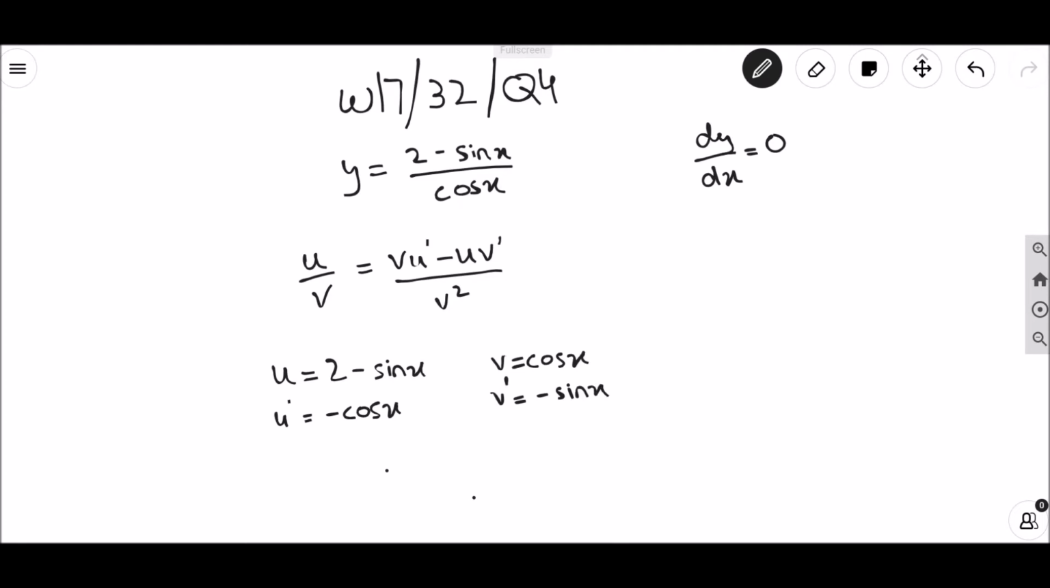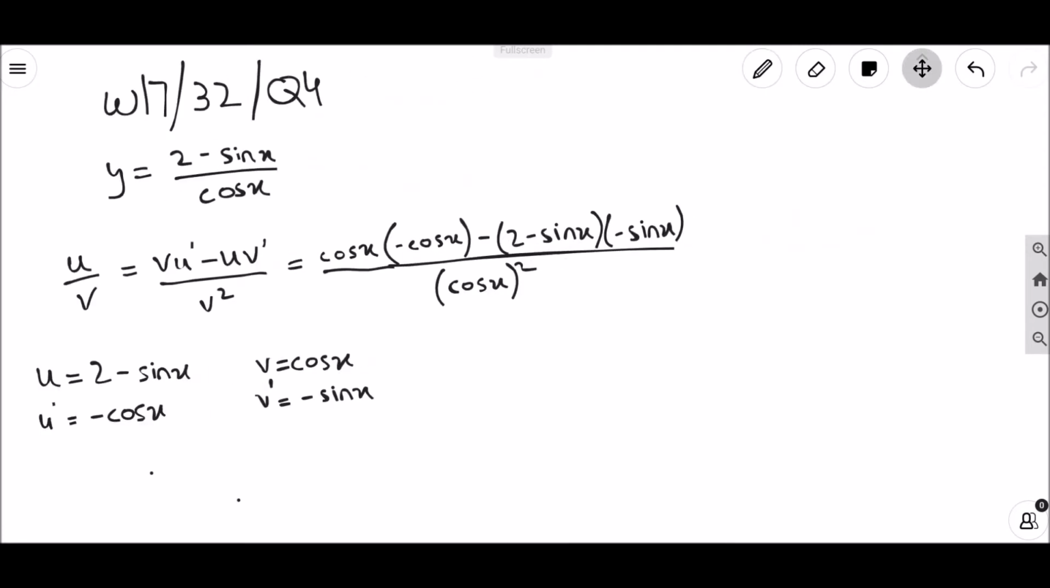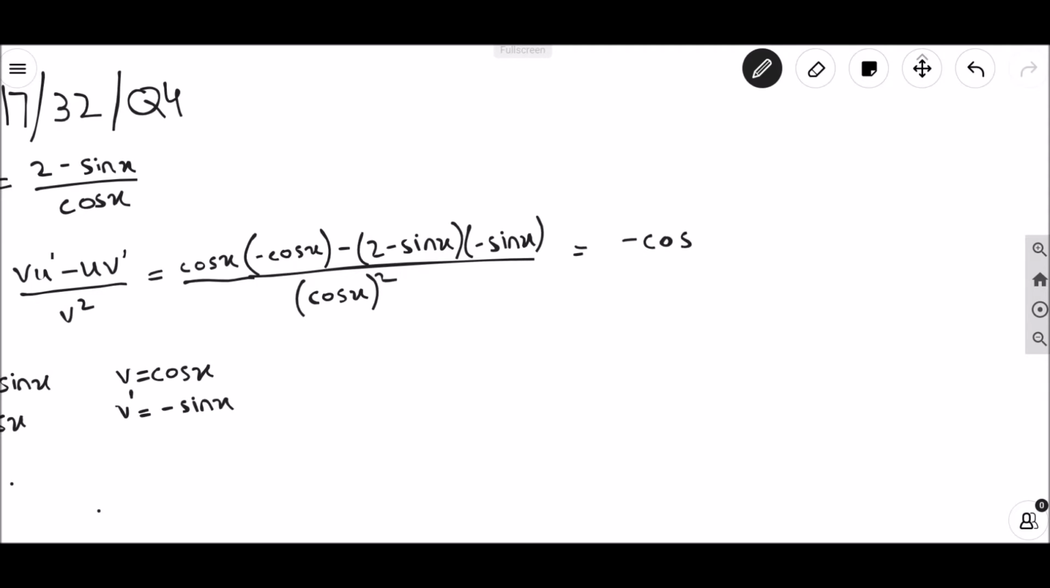Now I will input these values into the formula. Let's erase this. So v is cos x, u dash is minus cos x, minus u, 2 minus sine x, and v dash which is minus sine x, over v square. So v is cos x. Now we can simplify. So it will be minus cos square x and plus 2 sine x and minus sine square x over cos square x.